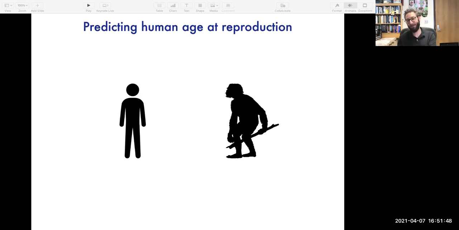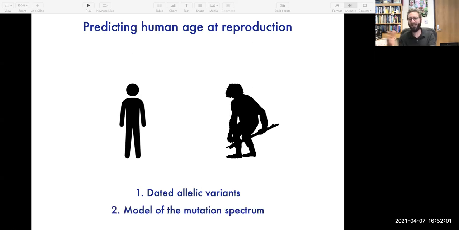So I need two things to be able to try that inference. I need data on allele age. So I basically need to know when each of these mutations arose, and be able to say, here's the mutation spectrum for this slice of time. And then I need a model of the mutational spectrum. I kind of gave you a model already, but I'm going to make the model slightly better.